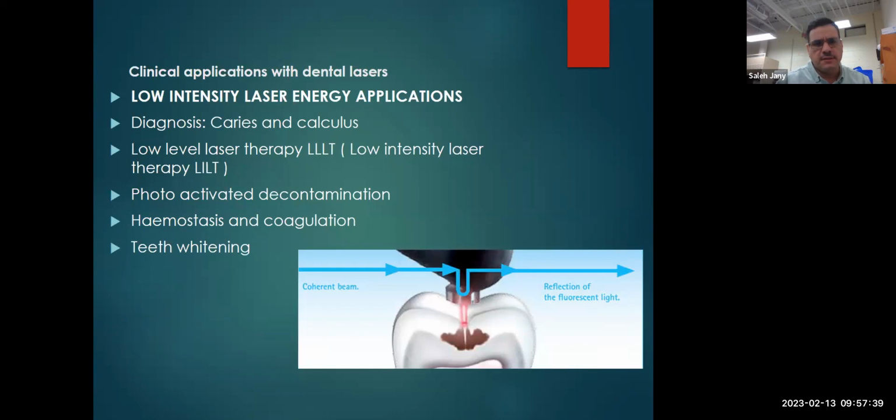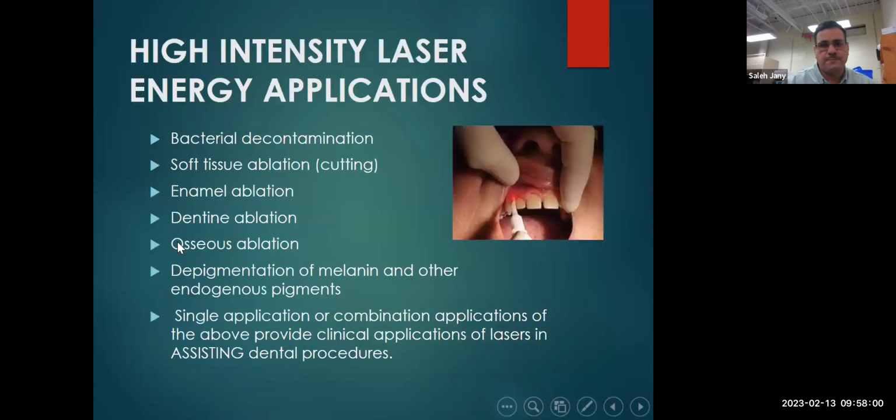Oh, this is another slide about different lasers. There's low intensity. We use it for diagnosis of caries. We use it for physiotherapy, decontamination. We can use it for killing just bacteria, decontamination, stopping bleeding, and teeth whitening. All these are low intensity laser. And sometimes high energy we use for killing bacteria. We have soft tissue ablation cutting, enamel ablation cutting, dentin ablation, osseous ablation of bone, pigmentation where we remove the melanin, and we do a combination of lasers.